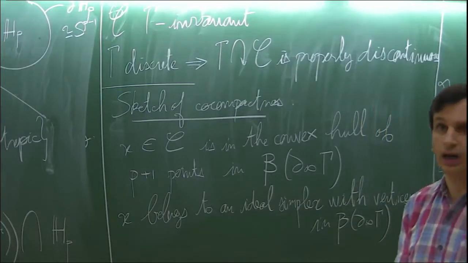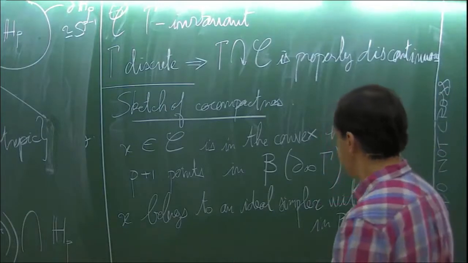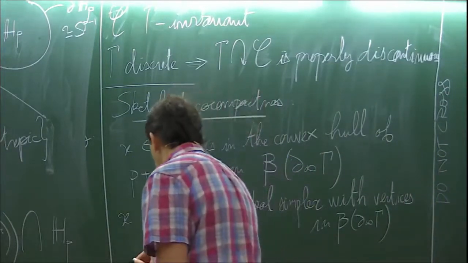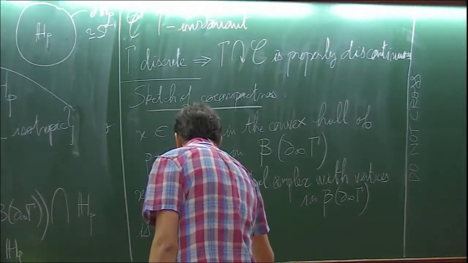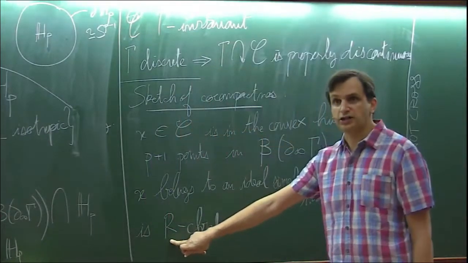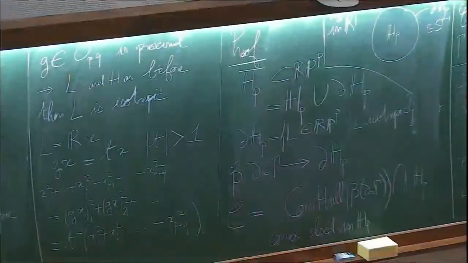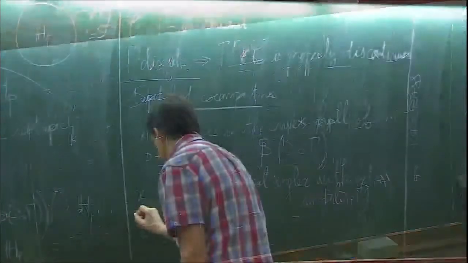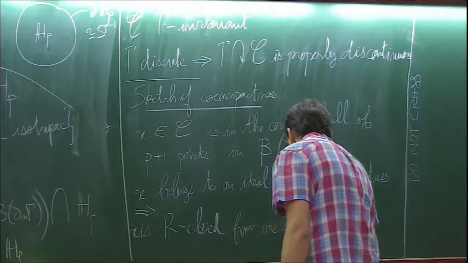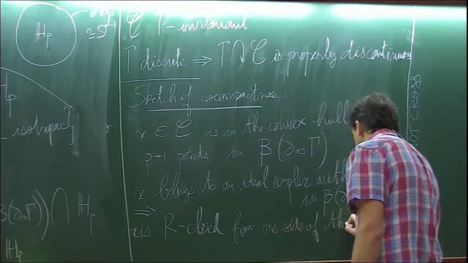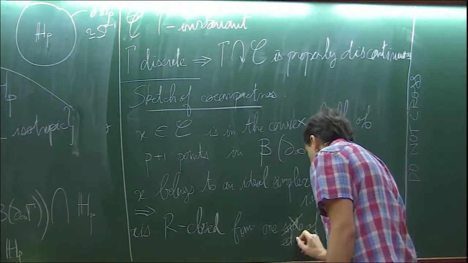And a fact of hyperbolic geometry is that these simplexes are uniformly thin. Okay? So it means that x is R close, so at distance at most R, where R is a constant that depends only on the geometry of HP, from one side of the simplex. Maybe it's better to call this an edge. Okay.